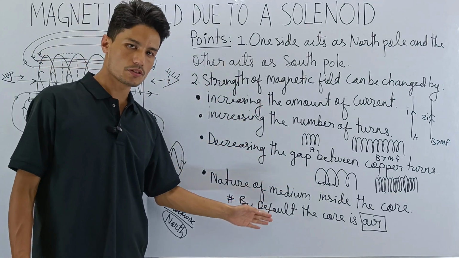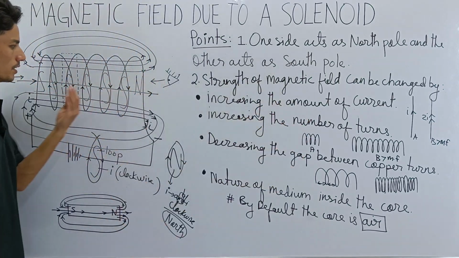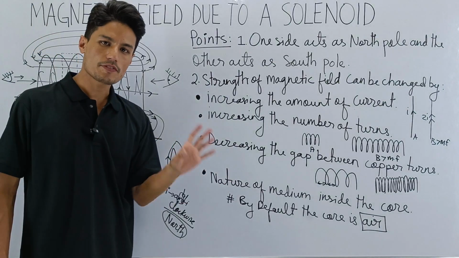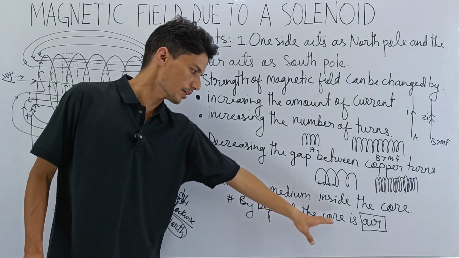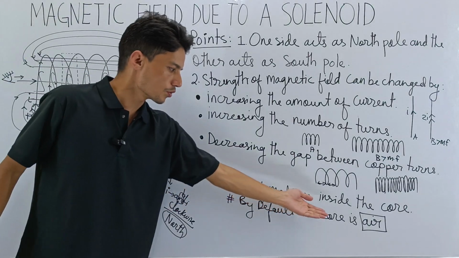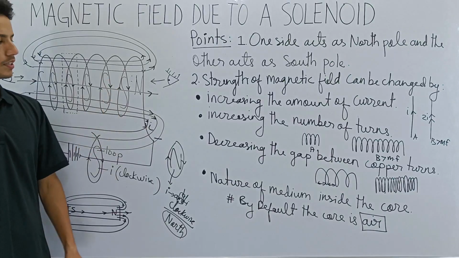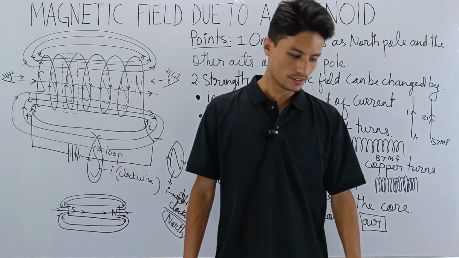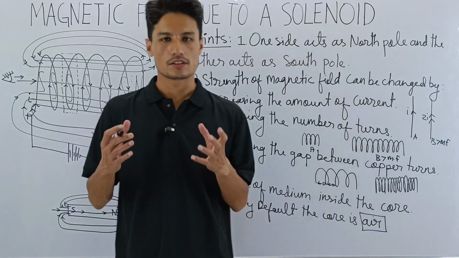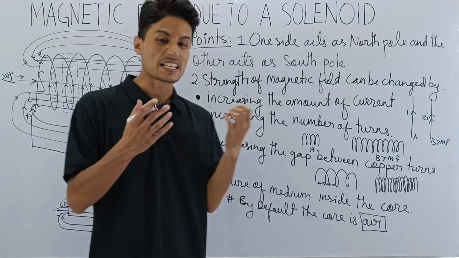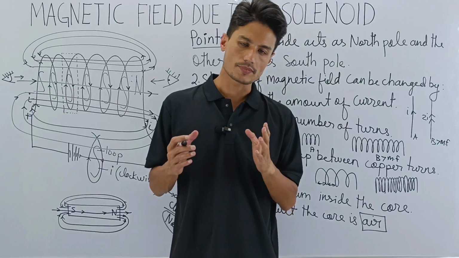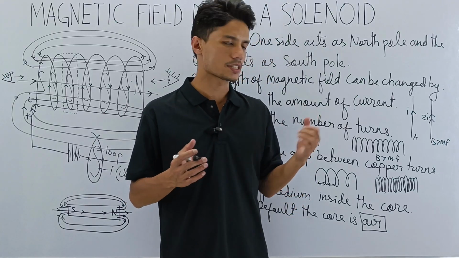But in today's video, which is about a solenoid, remember, there is nothing inside the core of a solenoid. The core of a solenoid is empty. Since nothing is there, there will be mostly air particles, isn't it? So by default, the core is air. I hope you have understood, I hope I've been able to clear your doubt and put some substance into the topic of a solenoid. This is all I wanted to discuss today.